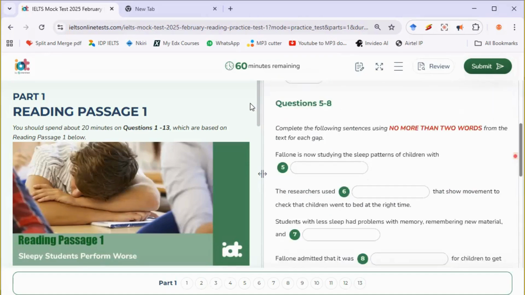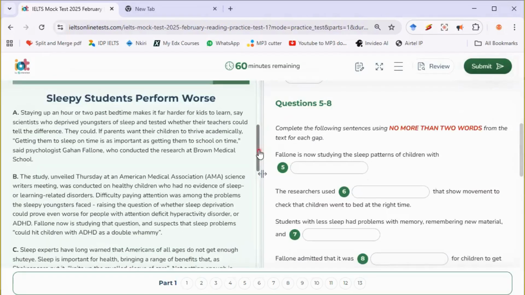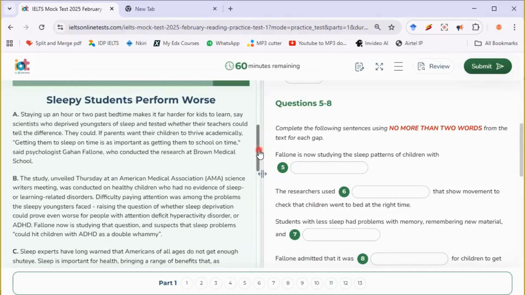Now, ladies and gentlemen, how do we deal with gap filling questions? Always start by reading the question. You identify keywords. Whenever you are dealing with gap filling questions, you start by reading it. Look at this one here. Fallon is now studying the sleep patterns of children with dash. So what are my keywords here?